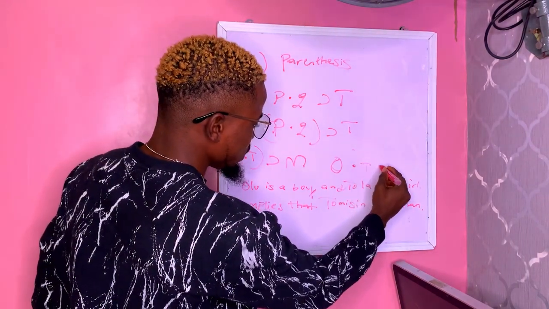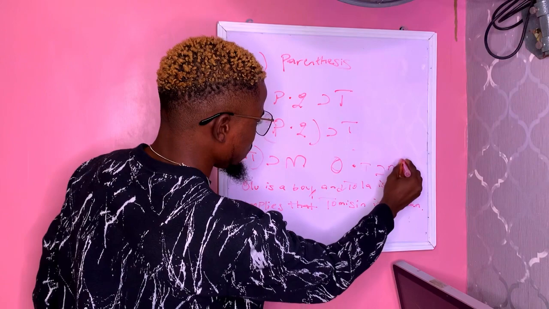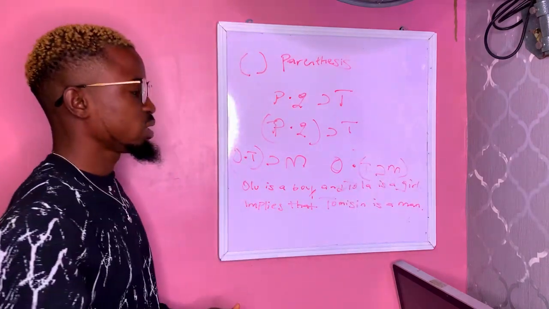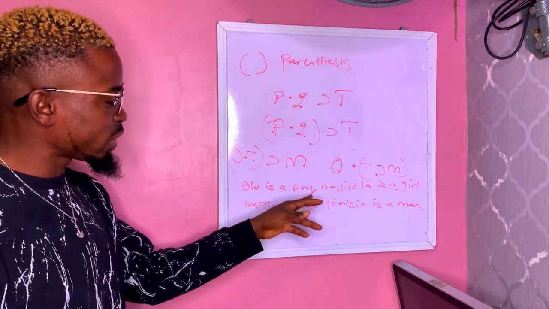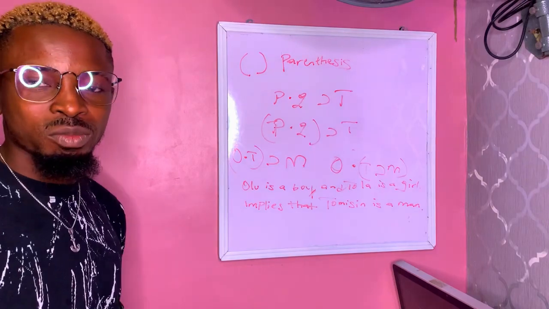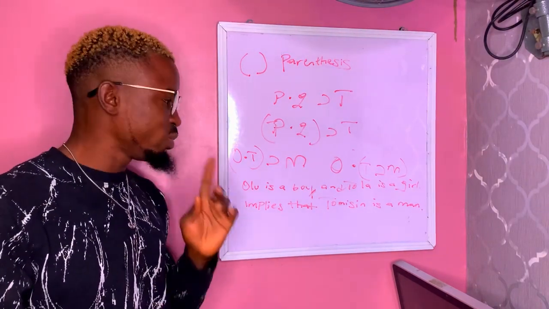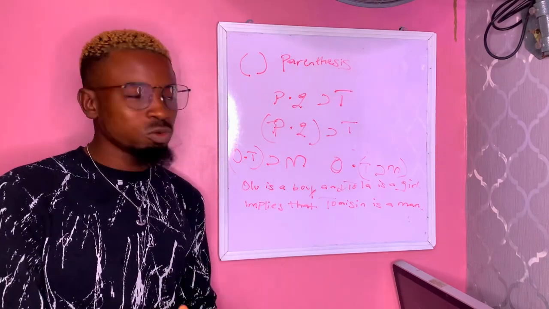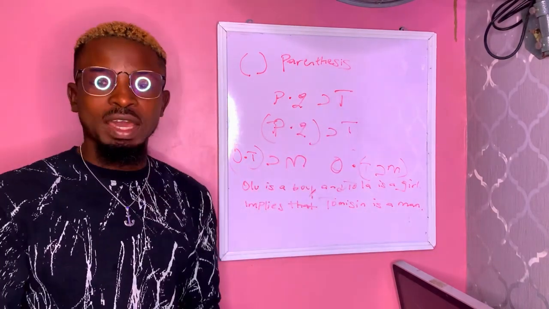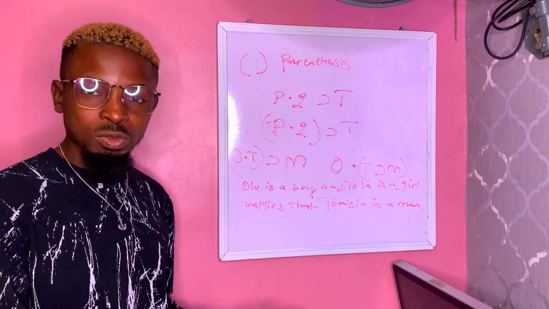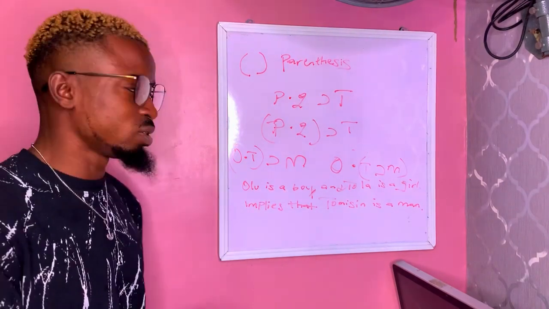Then let's say T implies M, then this is what you are going to group together. So when you are symbolizing, you have to watch out for your comma. Any word that comes before a comma means one thing. If it is two in one, you group them together. Then the one that comes after is also one. If it is two in one, you also put them in parentheses.